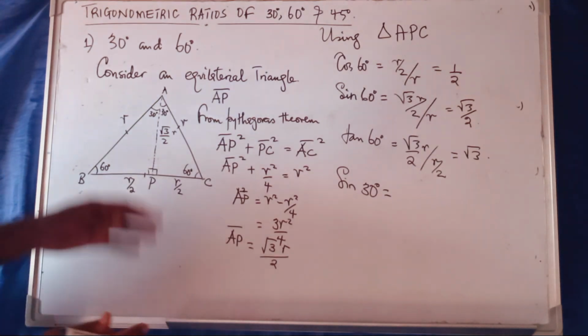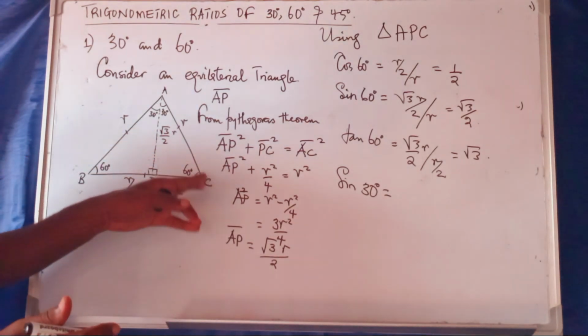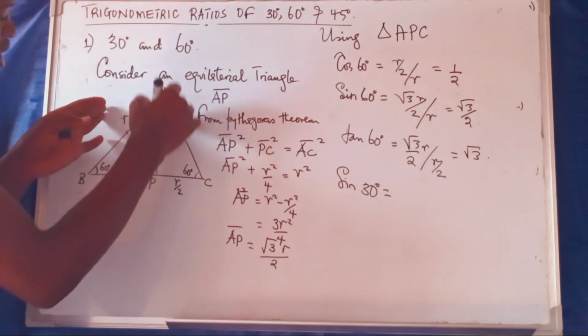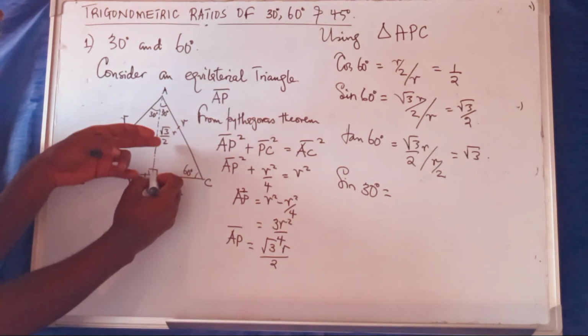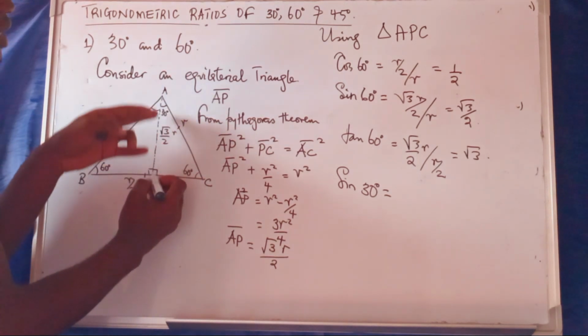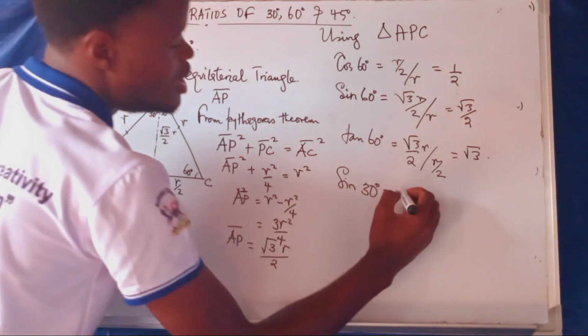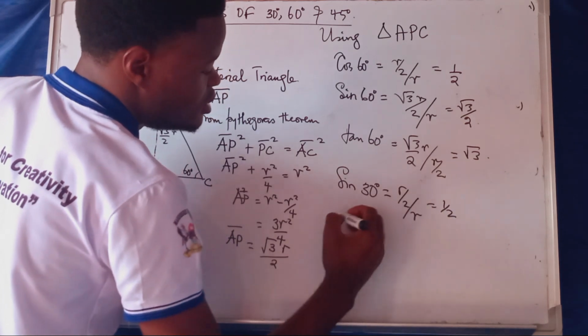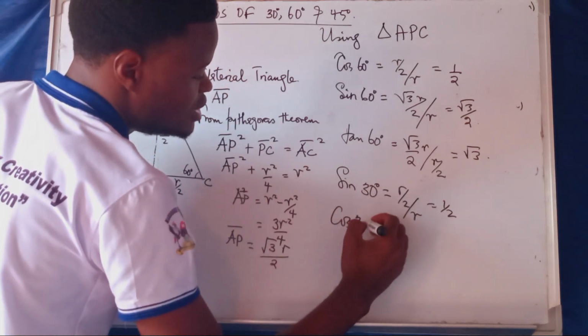Sine 30. Now we are considering the same triangle, but we are considering this angle. If this is the angle, the adjacent now changes to root 3 over 2r, and the opposite becomes r over 2, but the hypotenuse doesn't change.